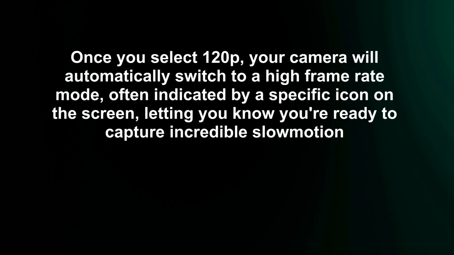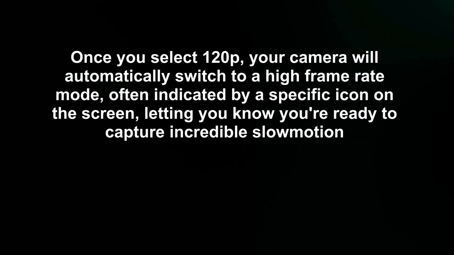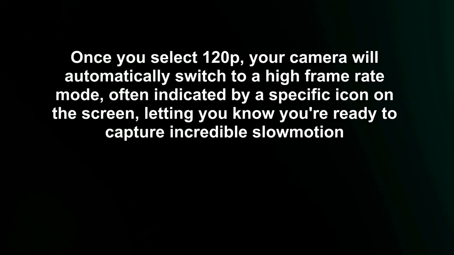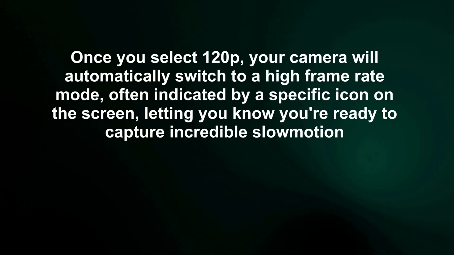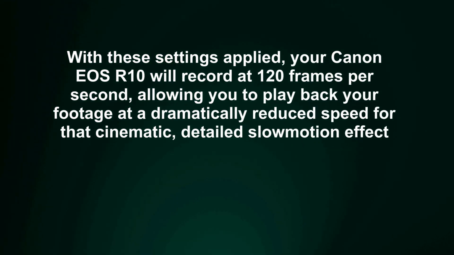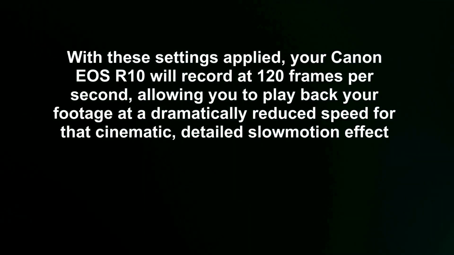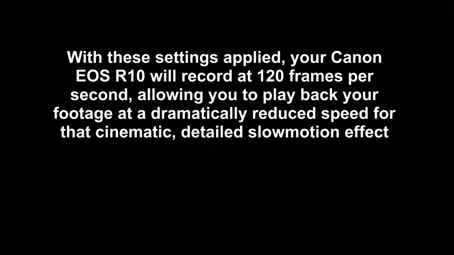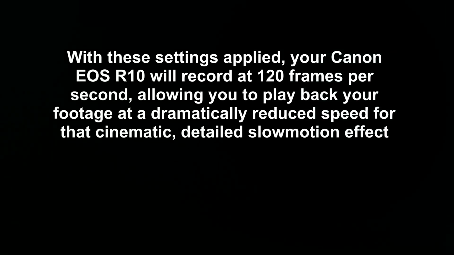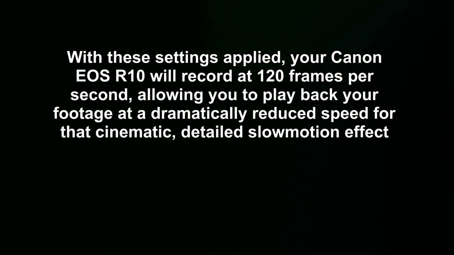Once you select 120p, your camera will automatically switch to a high frame rate mode, often indicated by a specific icon on the screen, letting you know you're ready to capture incredible slow motion. With these settings applied, your Canon EOS R10 will record at 120 frames per second, allowing you to play back your footage at a dramatically reduced speed for that cinematic, detailed slow motion effect.